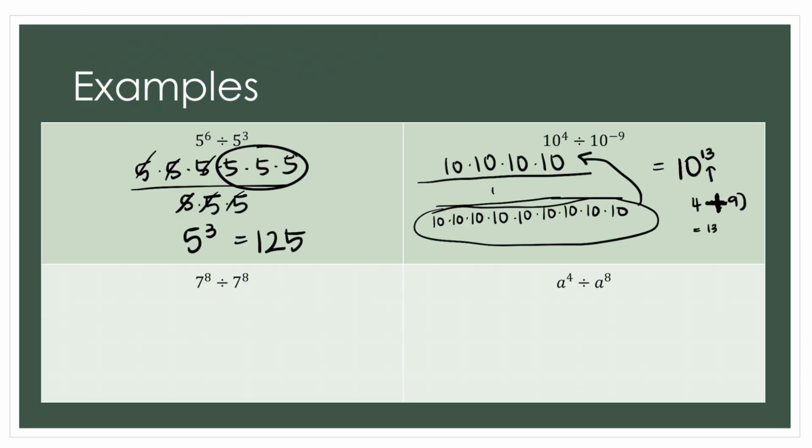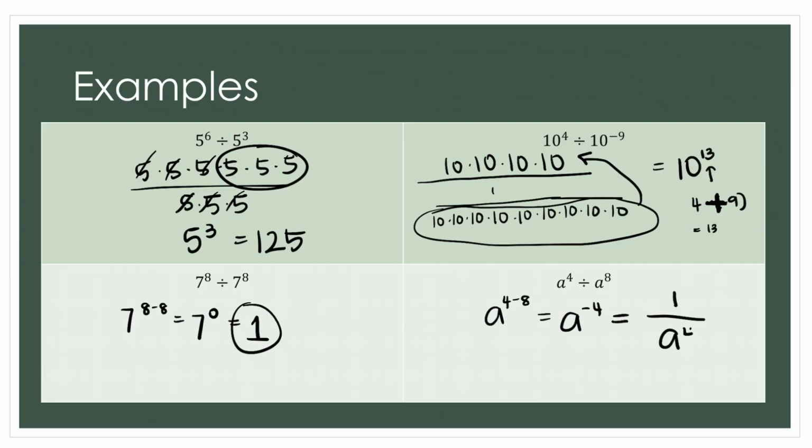The next one, 7 to the 8th divided by 7 to the 8th. 8 minus 8 is 0, and anything to the 0 power is 1. And that makes sense because anything divided by itself should just be 1. And the last one, I have 8 to the 4th divided by 8 to the 8th. I actually end up with 8 to the negative 4th. But when we simplify, we have to remember to make sure there's no negative exponents. So if we have a negative exponent, we just have to change it back to a fraction. So my answer would be 1 over 8 to the 4th.